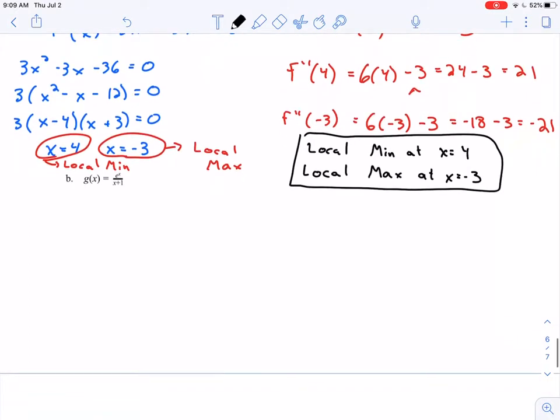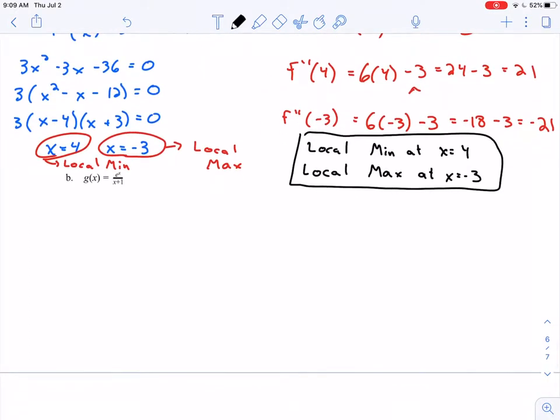Let's look at one more example here. This one's a little bit trickier just because it's not a polynomial. Here I have g of x is e to the x divided by x plus 1.